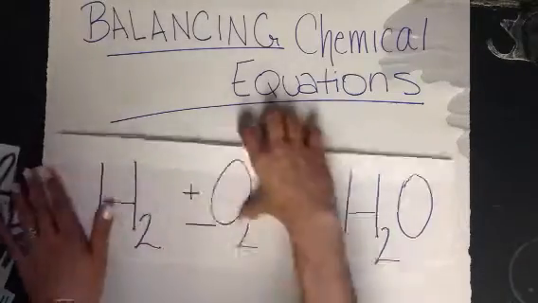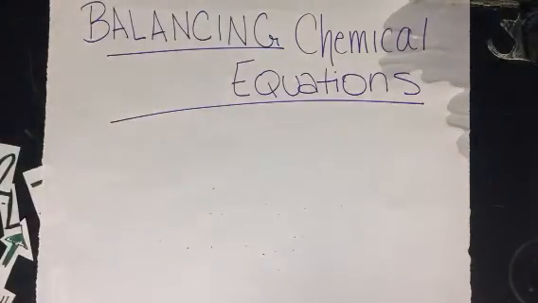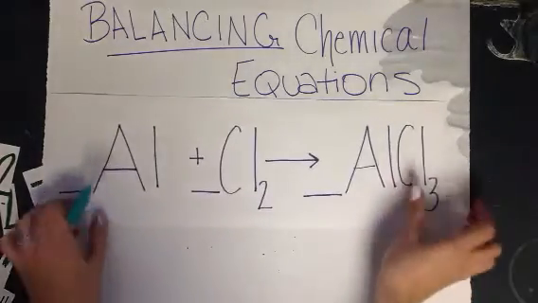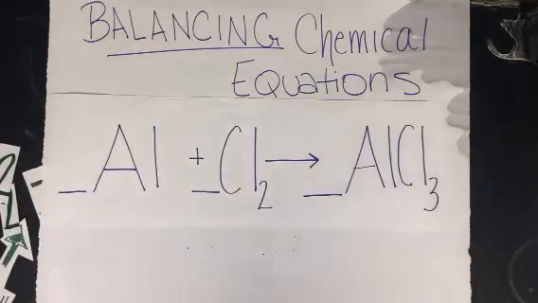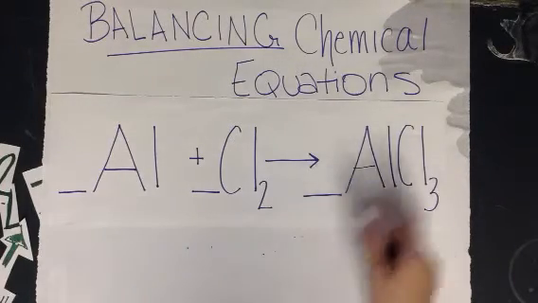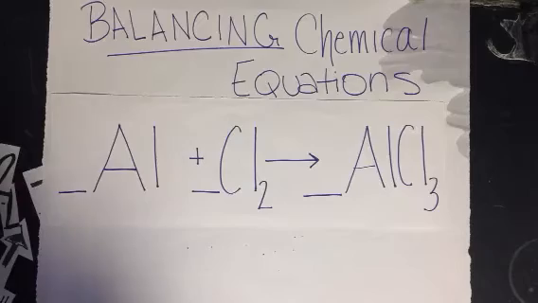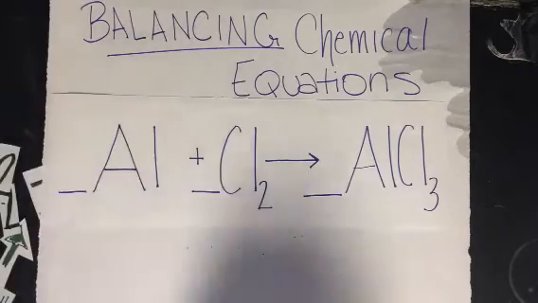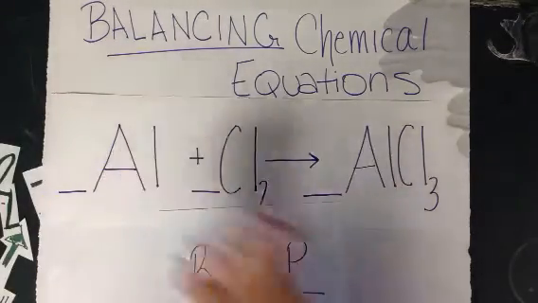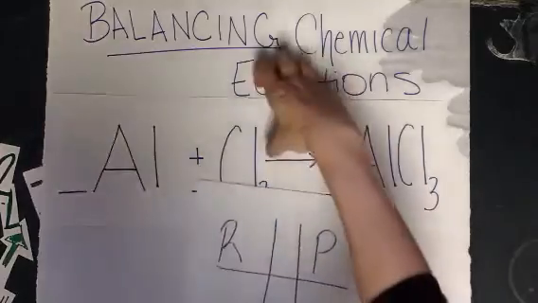Let's go on to another example. Let's take a look at aluminum reacting with chlorine to yield aluminum chloride. All right, let's take inventory here. R stands for reactants, P stands for products. Let's move this up.